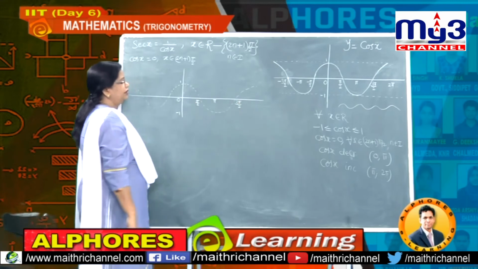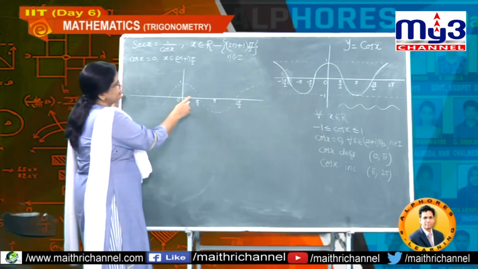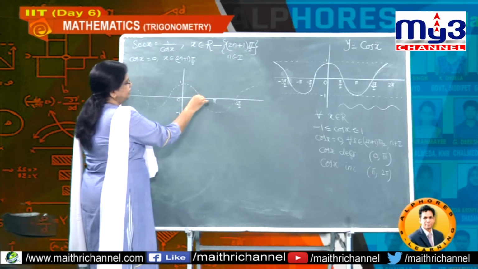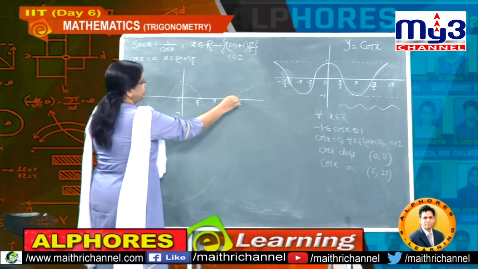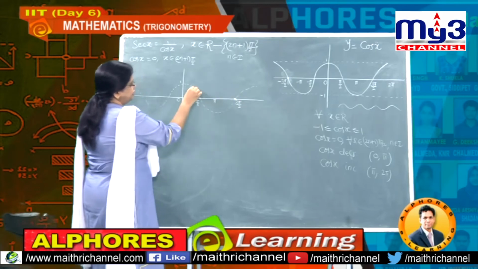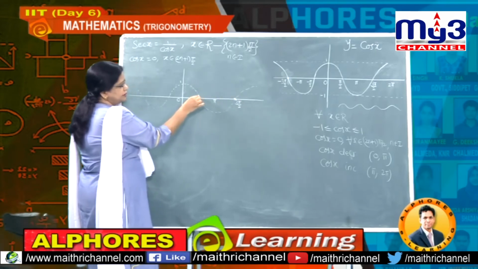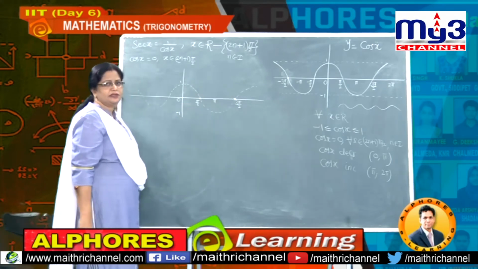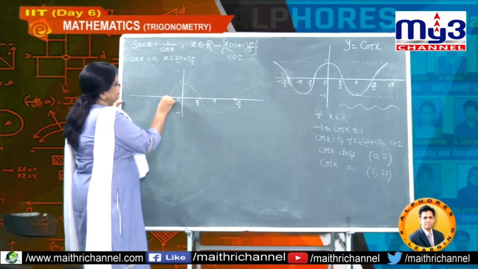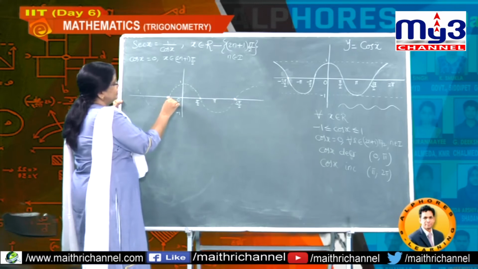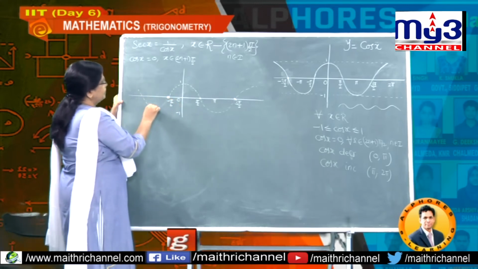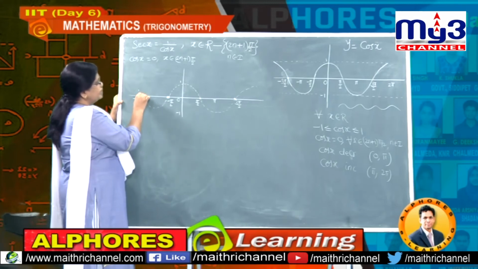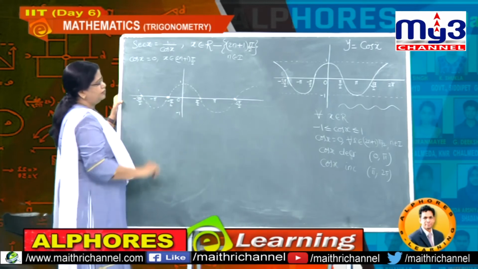Whatever point you are crossing, that means when the curve is crossing the x axis, at that particular value the function cos x is 0. Curve is intersecting the x axis, so here cos x is 0. Again the curve is intersecting the x axis, cos x is 0. And again here also this is minus 3 pi by 2. So students, these are the values which we can observe.